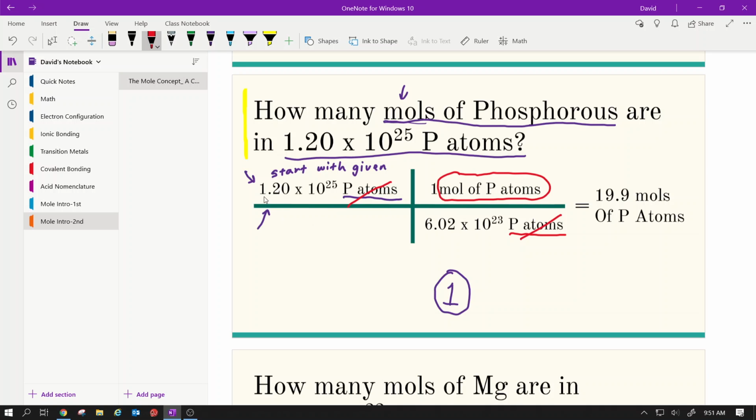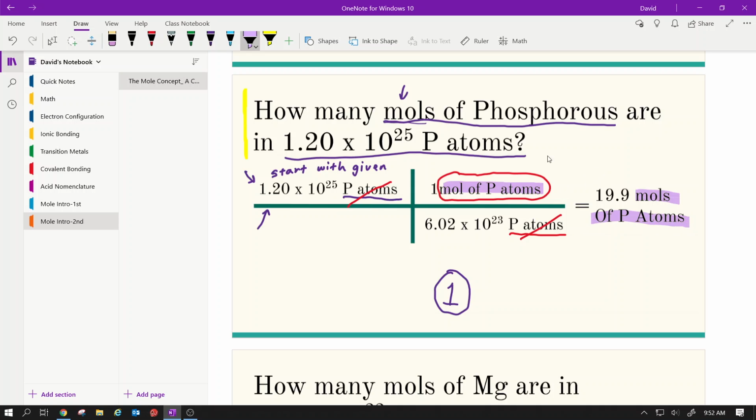So I started with this many phosphorus atoms. I'm going to multiply by 1 mole of phosphorus atoms, which is equivalent to 6.02 times 10 to the 23rd phosphorus atoms. That and that are going to divide away, and I'm going to be left with moles of phosphorus atoms as my unit.